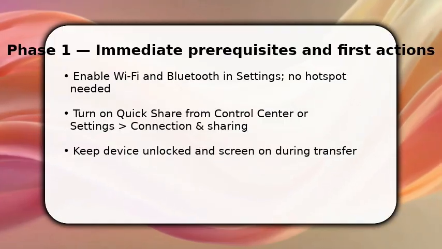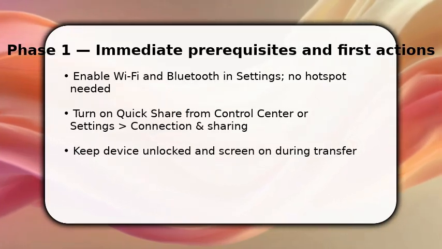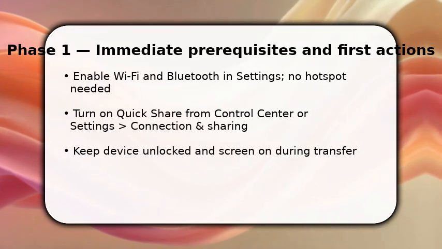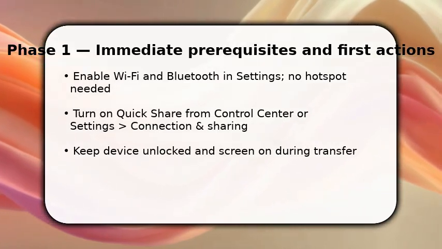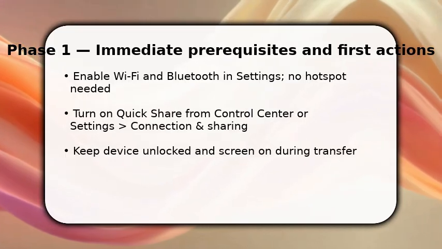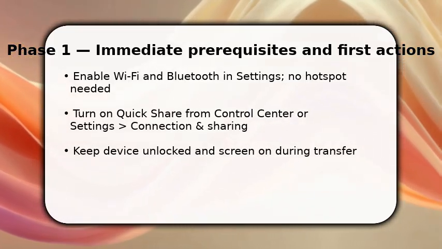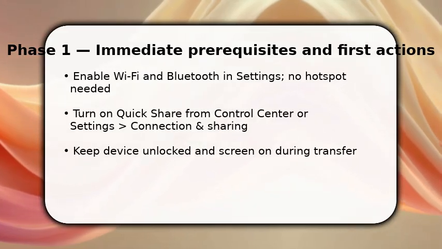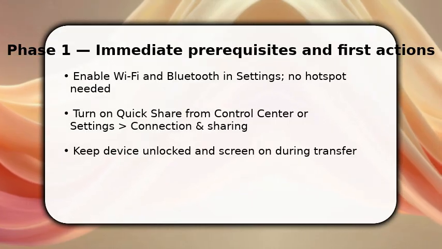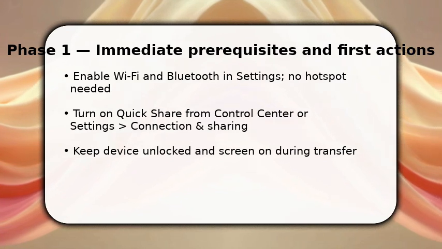You start by preparing both phones, enable Wi-Fi and Bluetooth, and make sure Quick Share is active. This creates a fast peer link. Open Control Center, tap Quick Share, and set visibility to contacts or everyone depending on privacy. Once done, unlock your screen and keep it on so background timeouts don't interrupt discovery. This first step is about making your device discoverable and ready. It removes delays and ensures the receiving phone can find you immediately.